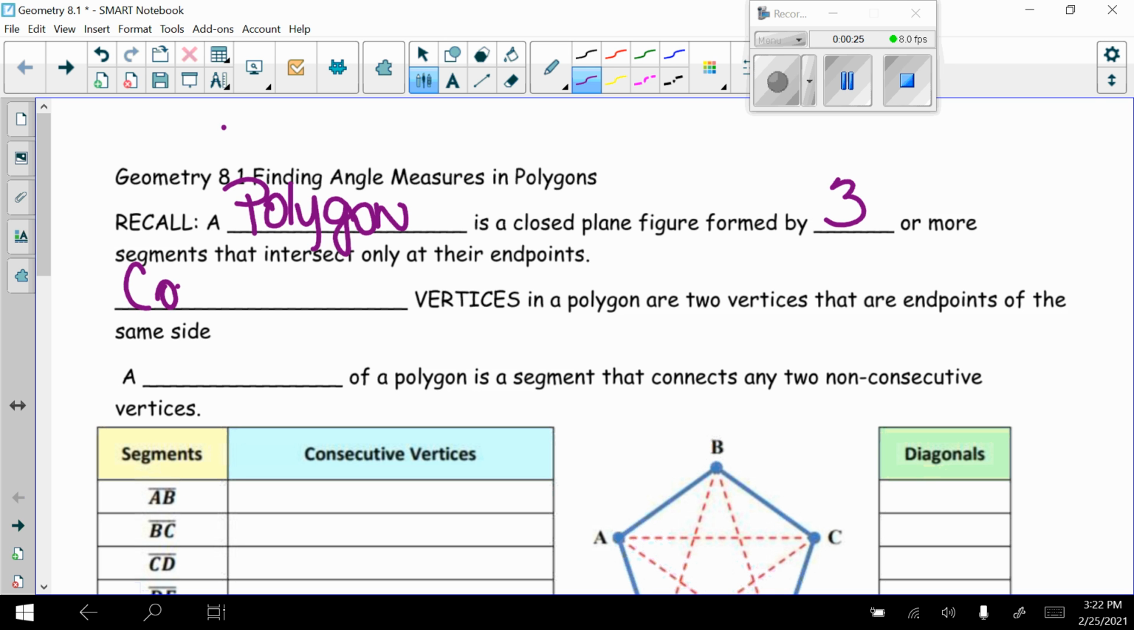Consecutive vertices in a polygon are 2 vertices that are endpoints of the same side. Remember that consecutive means one right after the other. The diagonal of a polygon is a segment that connects any 2 non-consecutive vertices.